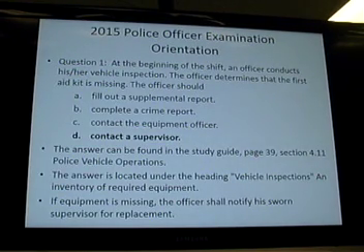Question 1. At the beginning of the shift, an officer conducts his or her vehicle inspection. The officer determines that the first aid kit is missing. The officer should, D, contact a supervisor. The answer can be found in the study guide, page 39, section 4.11, Police Vehicle Operations. The answer is located under the heading Vehicle Inspections and Inventory of Required Equipment. If equipment is missing, the officer shall notify his sworn supervisor for replacement.